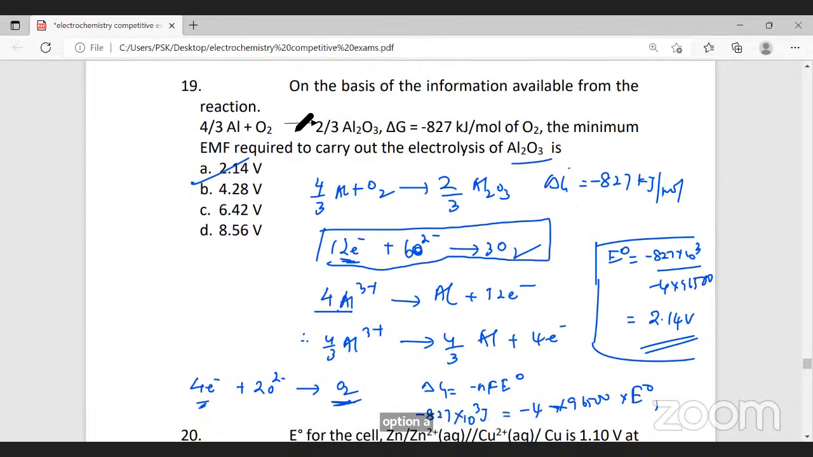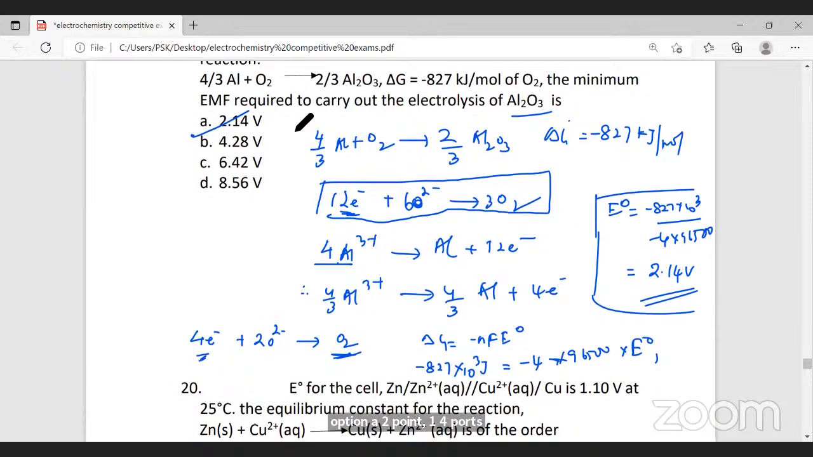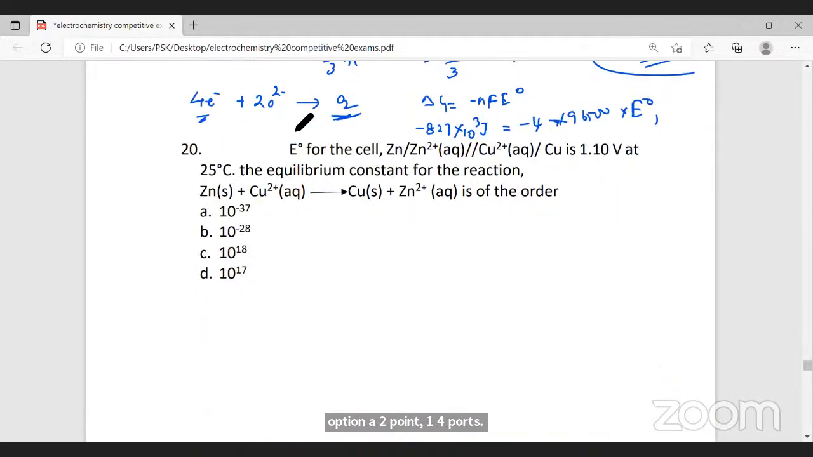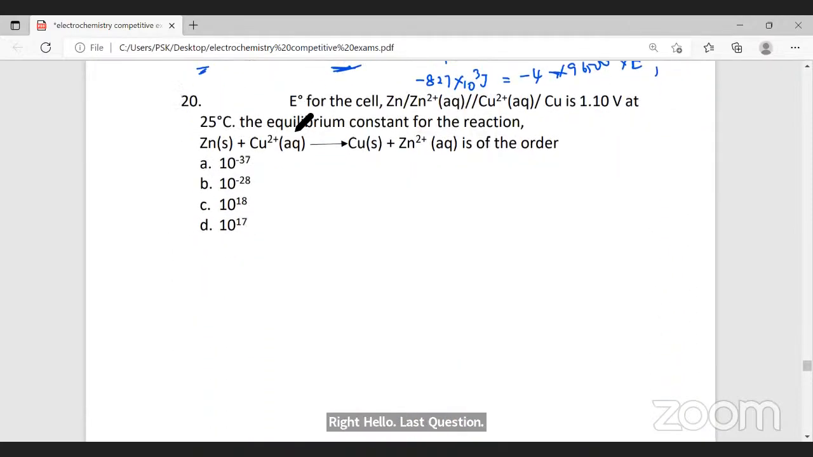Right? Followed? Last question, sir. That's all for today, and then we'll continue with the next topic. Fuel cells we have to do, and we have to do rusting, all that.